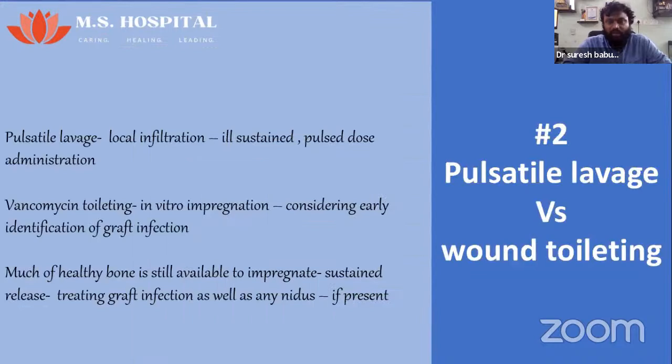Now, the second concern was, how is it different from a pulse lavage? Lavage is nothing but a wound wash, an inflow-outflow model, wherein we put something in and want all the contamination to come out along with it. Whereas in this technique of wound tableting, we want to put something in and want it to stay there along with the material, that is the bone graft, so that it can incorporate and take care of the next 4 to 6 weeks of local antibiotic MIC.